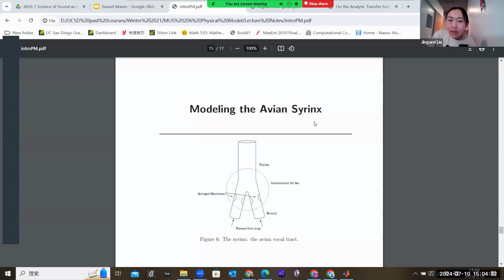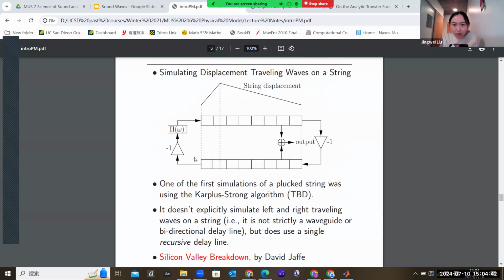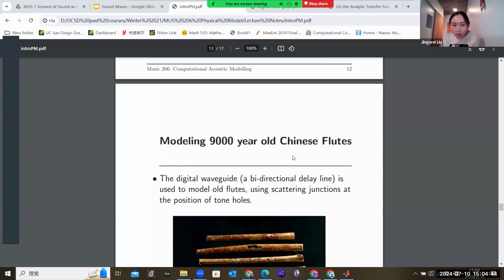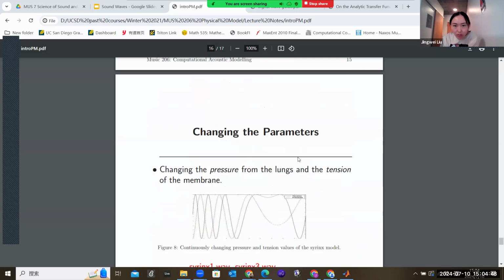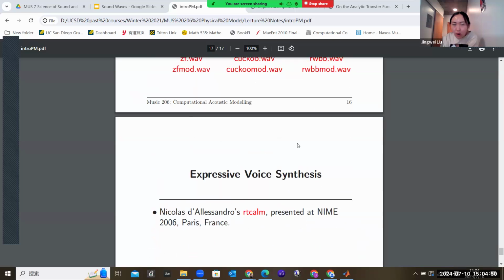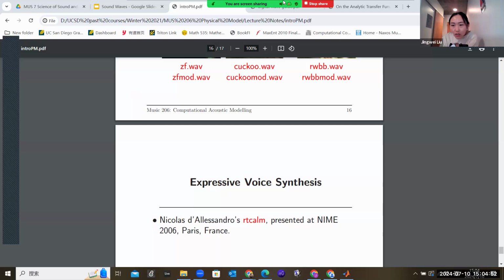Okay, voice synthesis. So I'll show you later an interesting example of voice synthesis using the physical modeling that basically utilizes this kind of structure. Okay, the digital waveguide. And you can change the parameters, etc., in the voice synthesis.